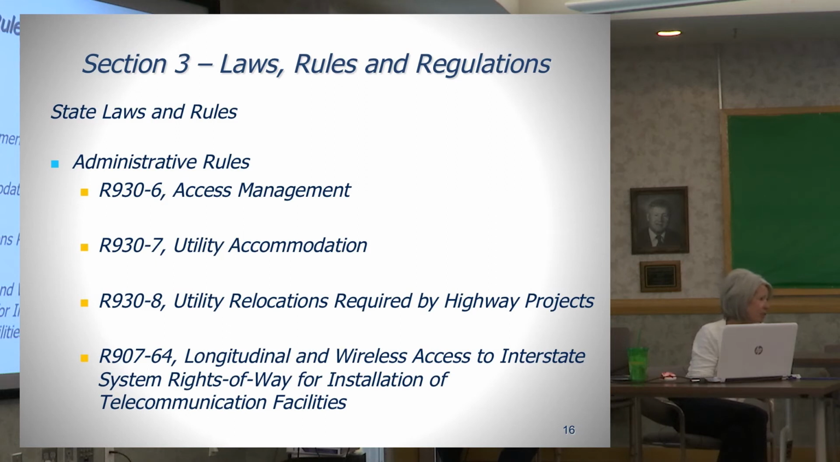R930-6 is access management. It has its own rule. R930-7 is utility accommodation, and R930-8, utility relocations required by highway projects. A long time coming. Picks up a lot of, again, the things that have been ongoing issues on projects and provided some clarity.